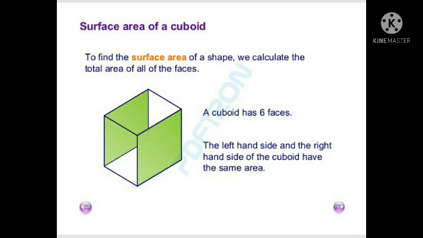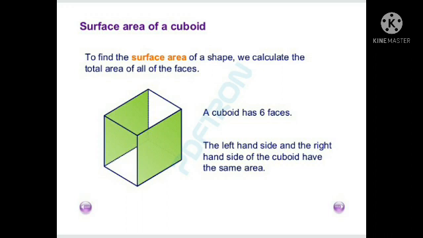We have found a total of 3 pairs of rectangles having different areas, right? Now what we are going to do is add them all to find the total surface area of this entire cuboid.